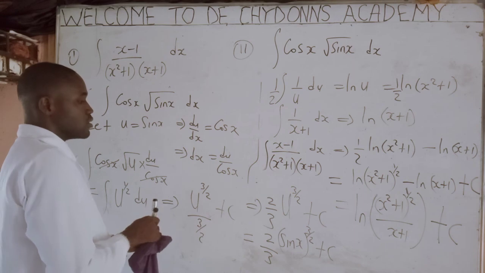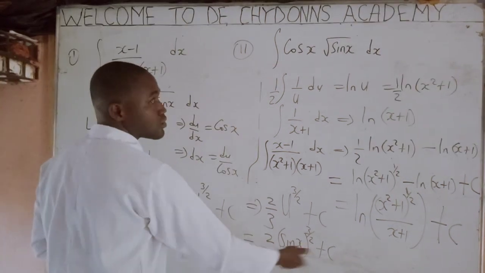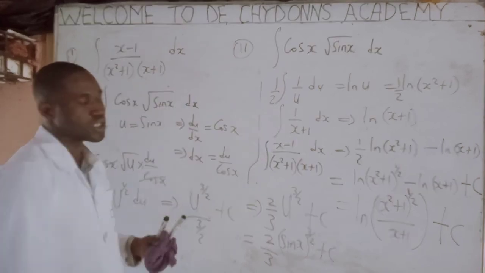Okay? So that is how to integrate this and this. That tells us that if you have to integrate this, just follow these procedures and get it.